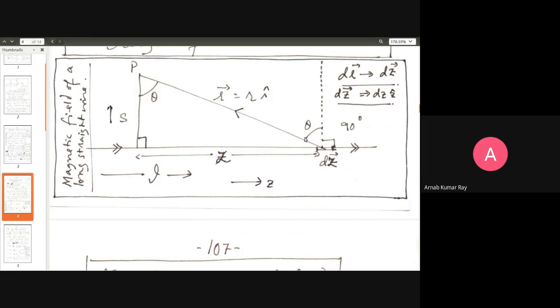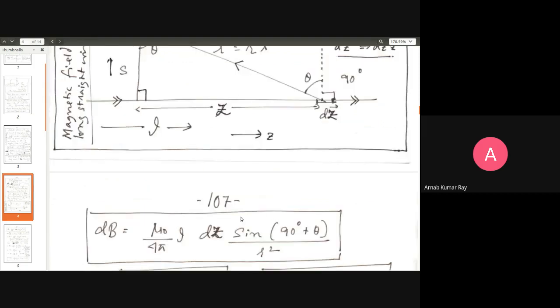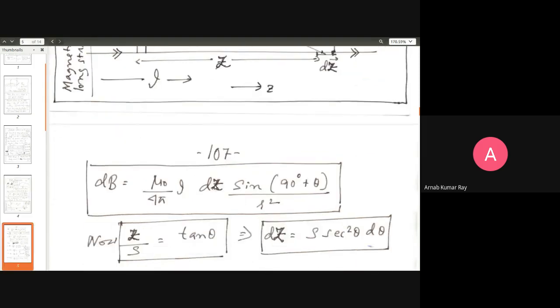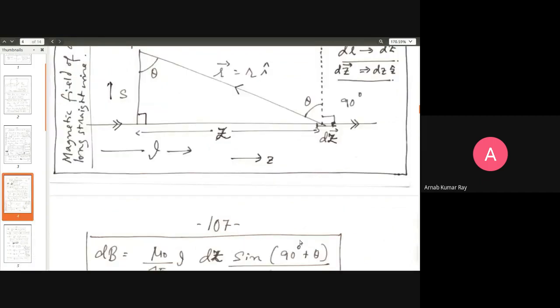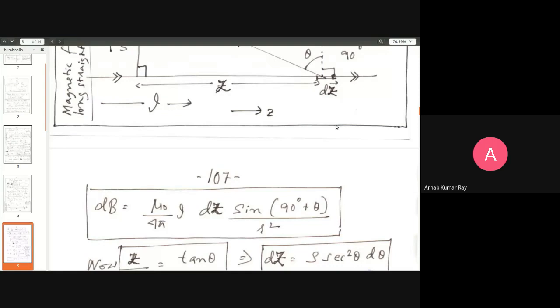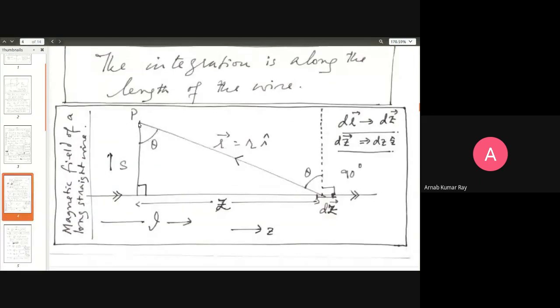90 degrees plus theta. So definition of cross product is magnitude of the first vector, dz in this case, magnitude of the second vector. Second vector is r cap, unit vector. So 1 in this case, times sine of the angle between the two. Sine of 90 degrees plus theta. For the time being, we're just looking at the magnitude. We'll come back to the direction also. I have not written any vector over here. That is the magnitude of the field at this particular point.